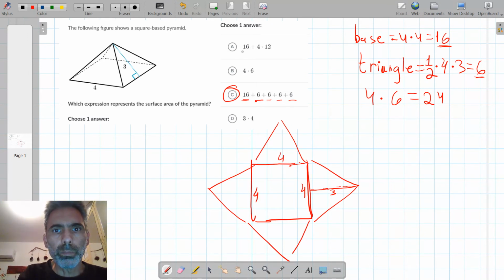A is not correct because the base is indeed 16, but each triangle is not 4 times 3, because we don't multiply the base of the triangle times the height. We need half of this, so this is not correct. Four times 6 is only the triangles without the base, so this is not correct.